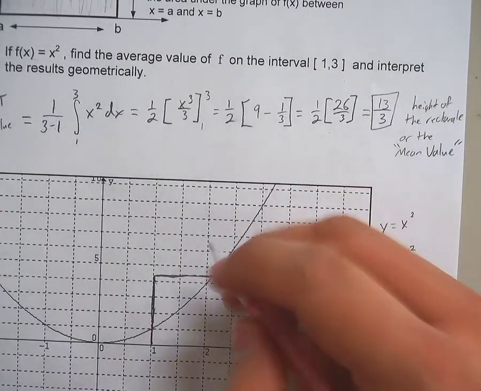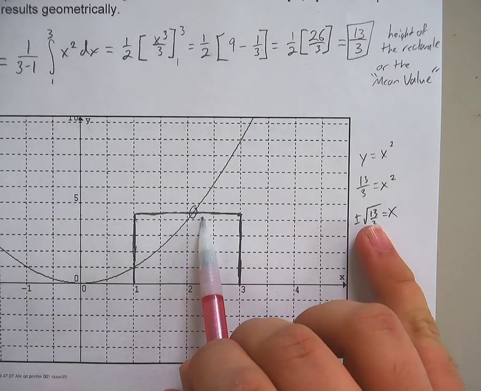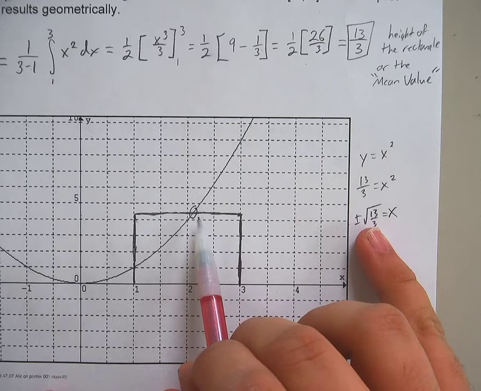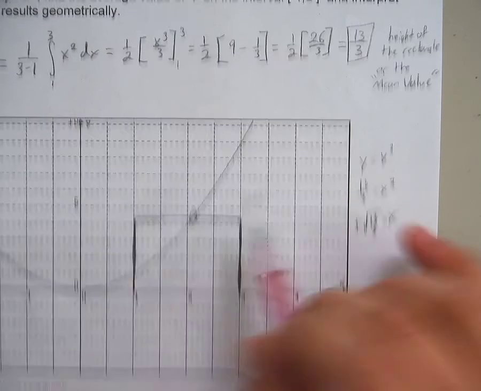Let me flip back over to the front here. See, what they're after is this point right here, and I came up with that by just plugging my value in. That's the square root of 13/3. Right? This is what they're after. It's where the rectangle meets the function.